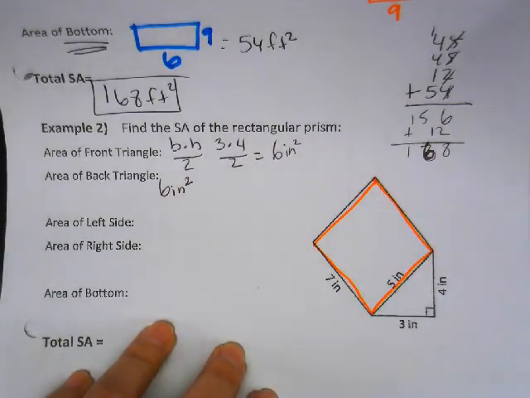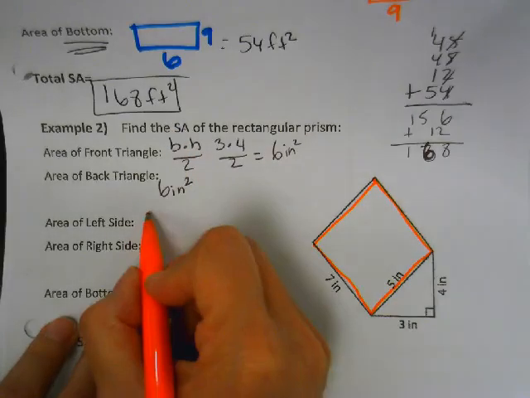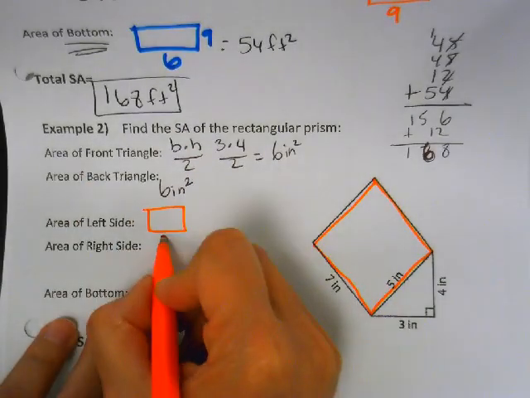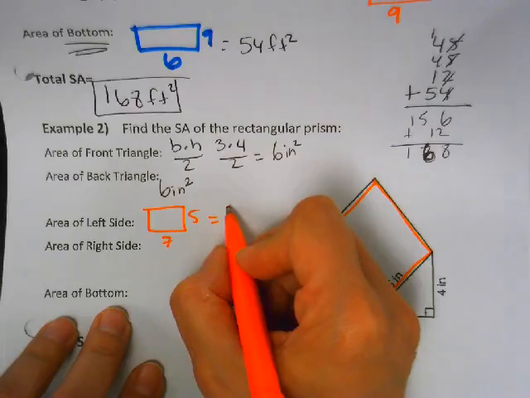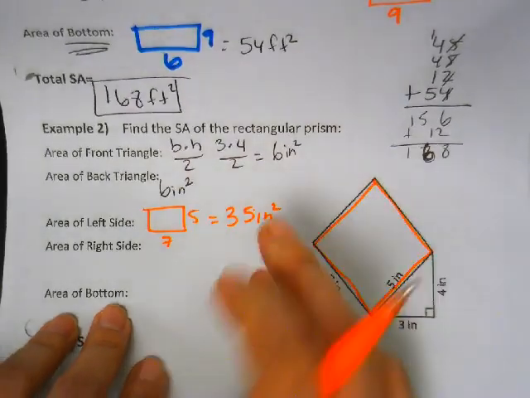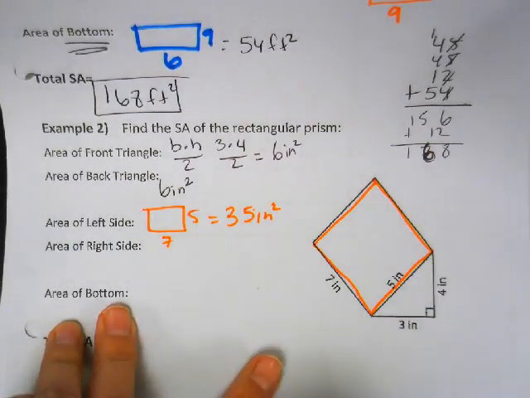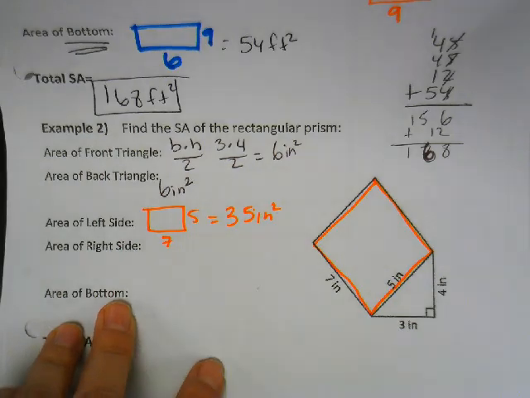So what are the 2 measurements of my left side? 7 and 5, which is 35 inches squared. Now, my right side is totally different. You can't see my right side.